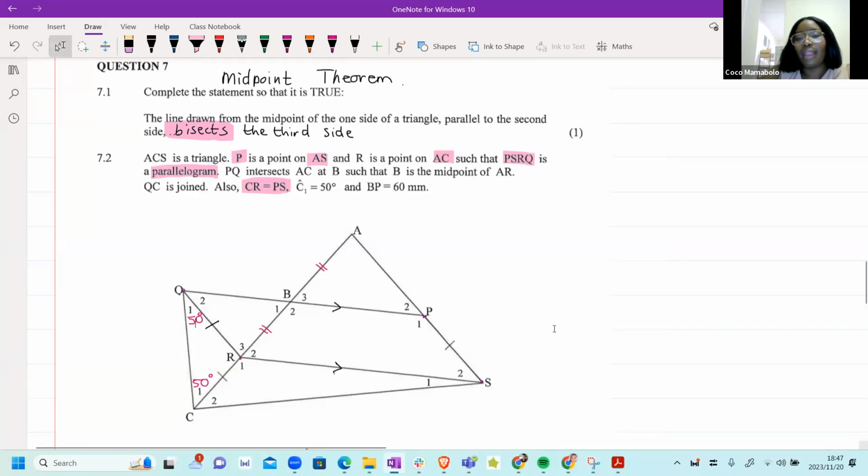All right. Okay, then they tell us that the length of BP is 60 millimeters. So the distance from there to there, 60 millimeters. What does that tell me about the length of RS? What is the length of RS?